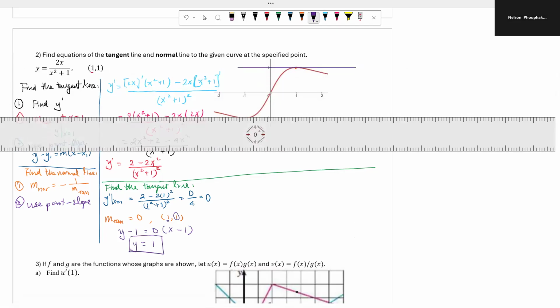This is exactly what happened. So this will be my tangent line, y equal to 1. Okay. Then now I would like to find the normal line.